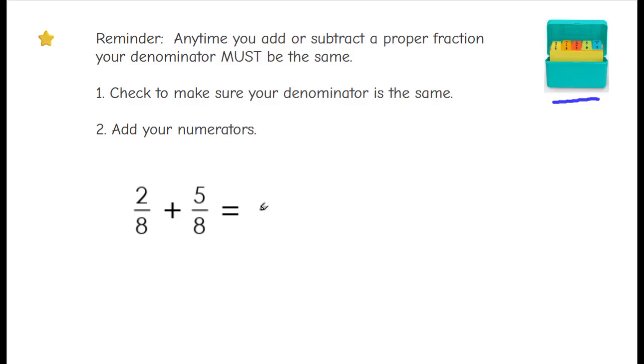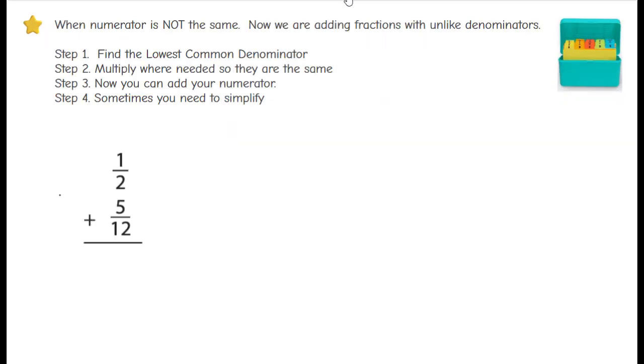My denominators are the same, so I can just add them. 8, keep it the same, and add 5 plus 2 is 7. Done. Now what happens if they're not the same? This is where it gets a little tricky. Again, you can take notes on this page. When the denominator is not the same, then you have to make it the same. So you're going to find the lowest common denominator. I'm going to stretch this out a little bit and show you a way that you can do that.